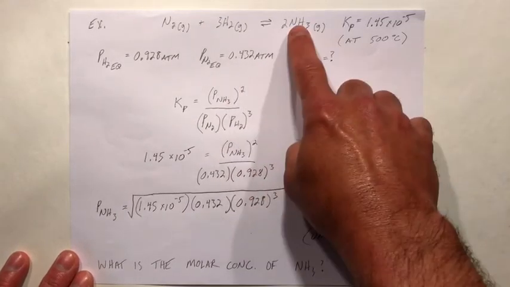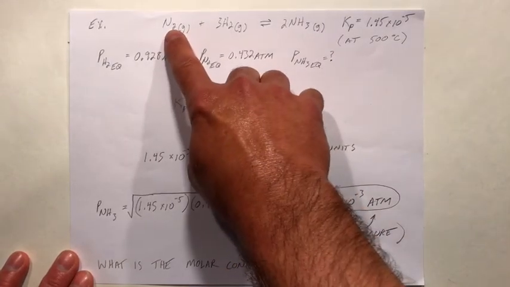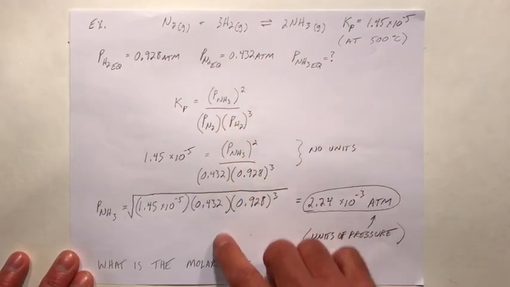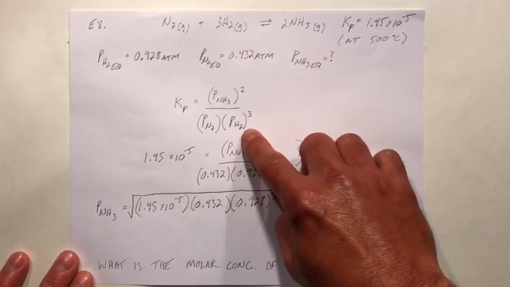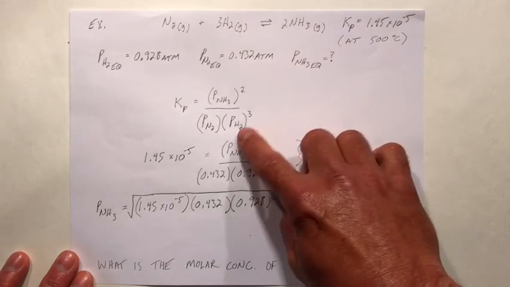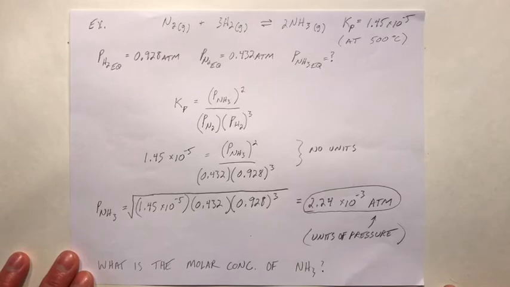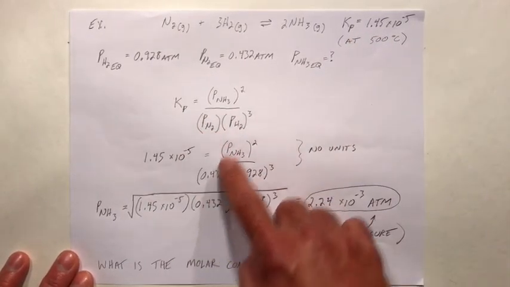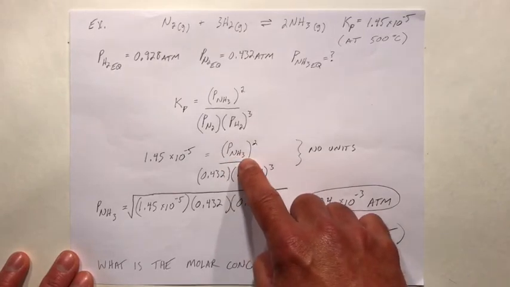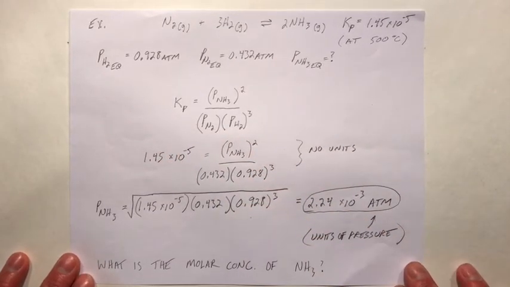Now we know that the equilibrium constant expressed with pressure is equal to this. It's the partial pressure of this product raised to the second power divided by the partial pressure of this reactant raised to the first power. Well, we don't write that one exponent in there. And the partial pressure of this reactant, H2, raised to the third power. So we know what Kp is. We know this pressure and we know this pressure, and we're solving for the pressure of NH3. Now remember, this whole thing has no units, right? These are unitless values when we're dealing with equilibrium constants.